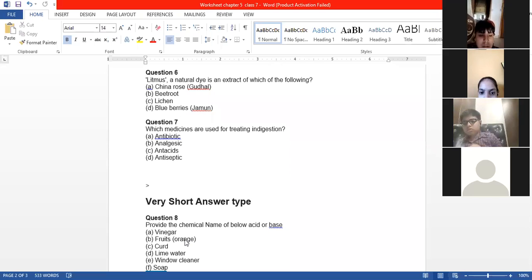Anybody else who knows the answer for it? Yes, Abhigyan. Ma'am, it's citric acid. Yes, okay, citric acid. Orange, you know, is sometimes sour in taste, so it contains citric acid. Okay, good. Next is curd.